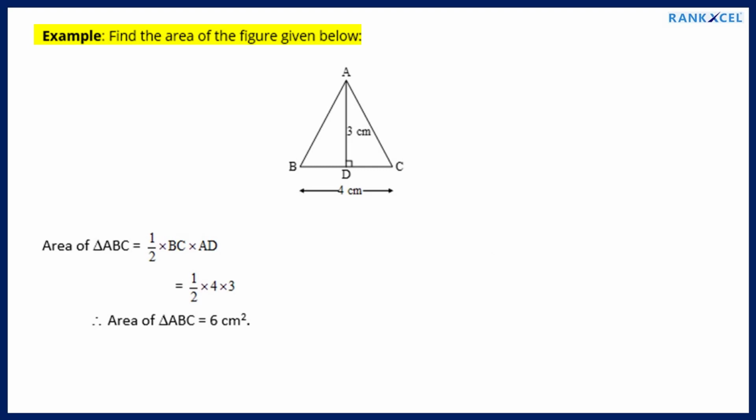Example. Find the area of the figure given below. Area of triangle ABC equals half BC into AD. Equals. Area of triangle ABC equals 6 centimeters square.